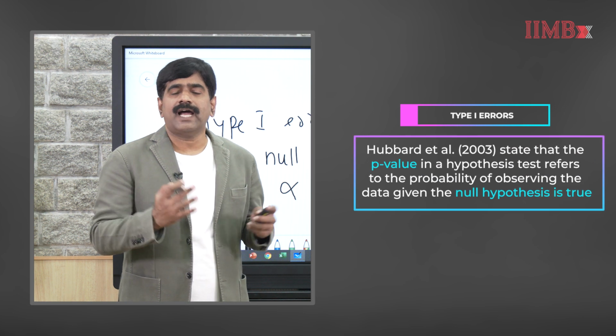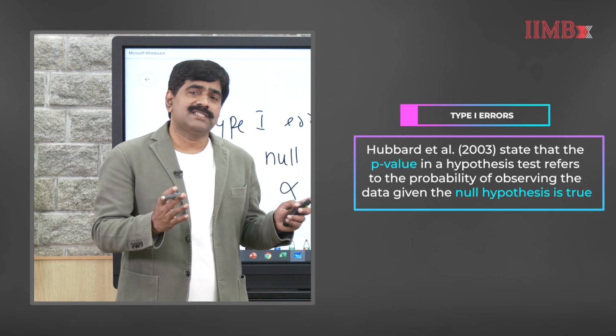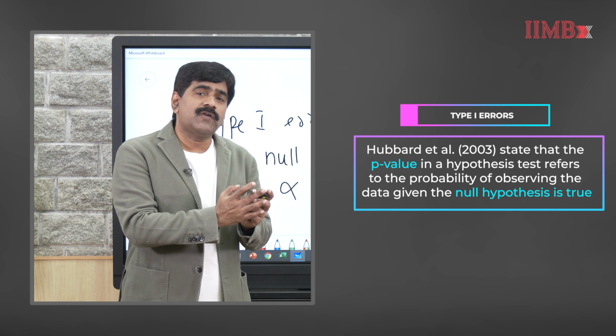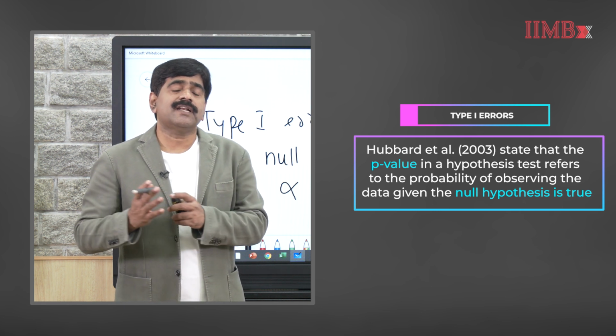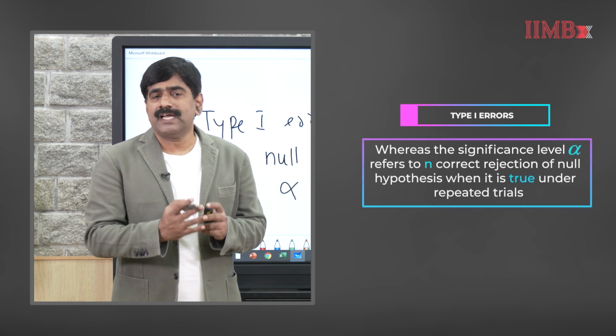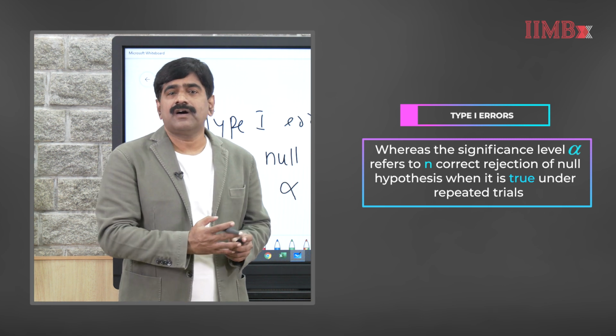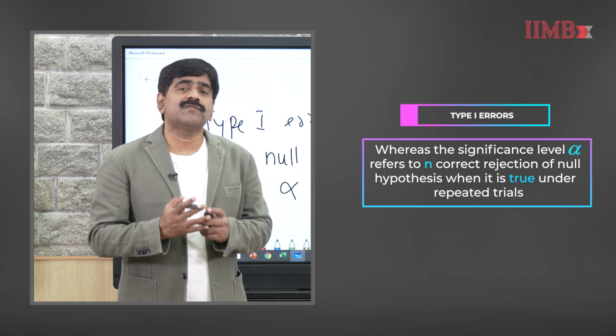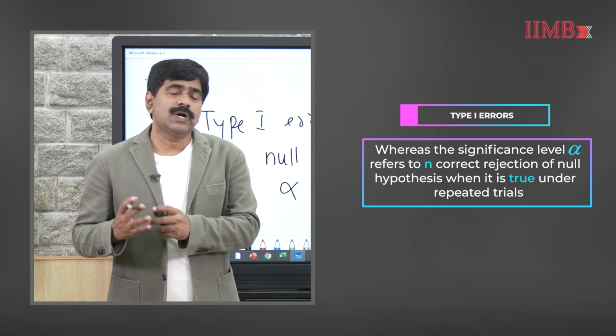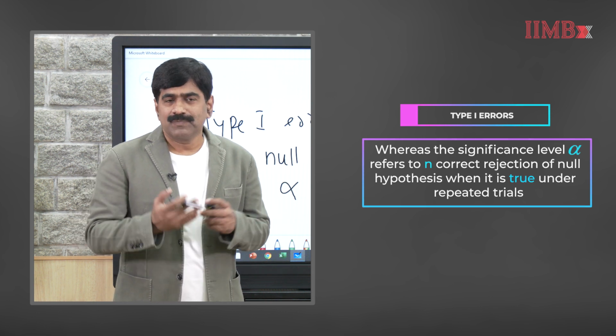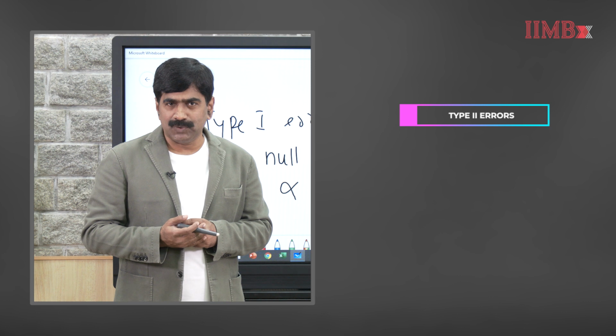Hubbard stated that the p value in a hypothesis test refers to the probability of observing the data given the null hypothesis is true, whereas the significance value alpha refers to incorrect rejection of the null hypothesis when it is true under repeated trials. Now, let us try to understand type 2 error.